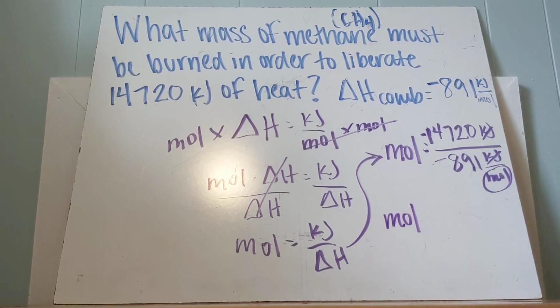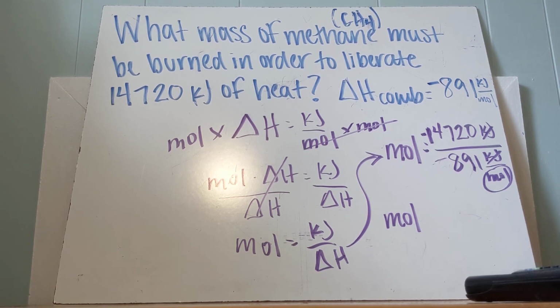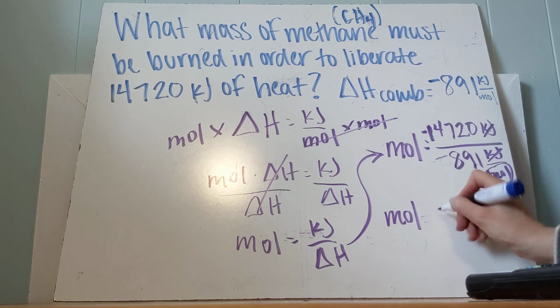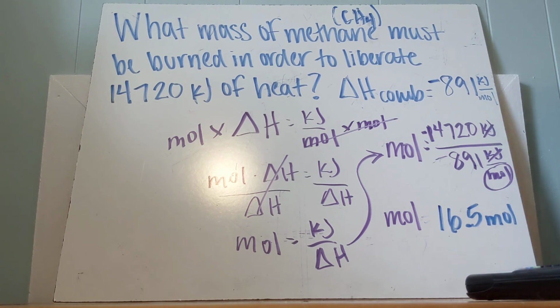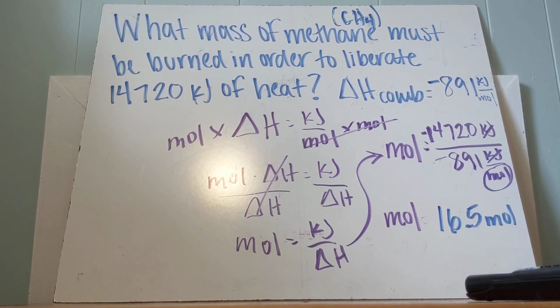So moles are going to be negative 14,720 divided by 891. Negative, nope, I didn't do my negative on the other one. Positive 16.5 moles. Okay, but we weren't looking for moles. We're looking for the mass of methane.